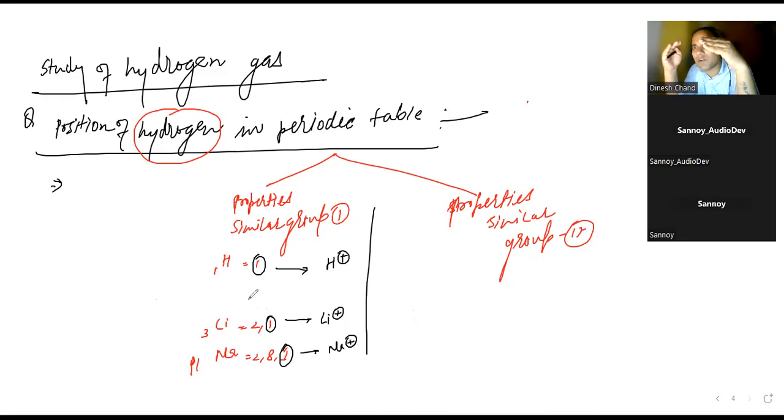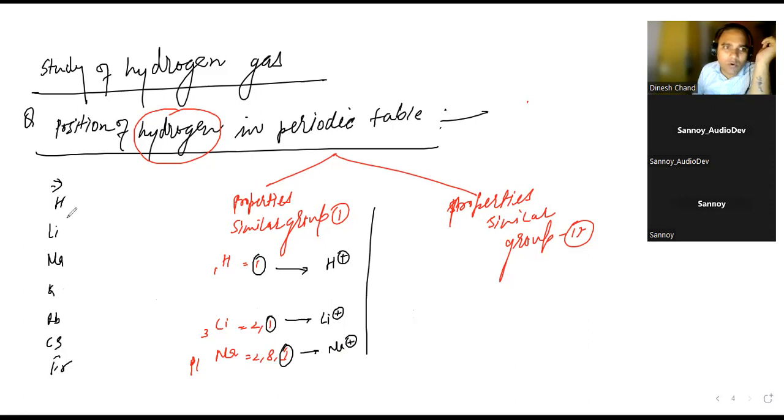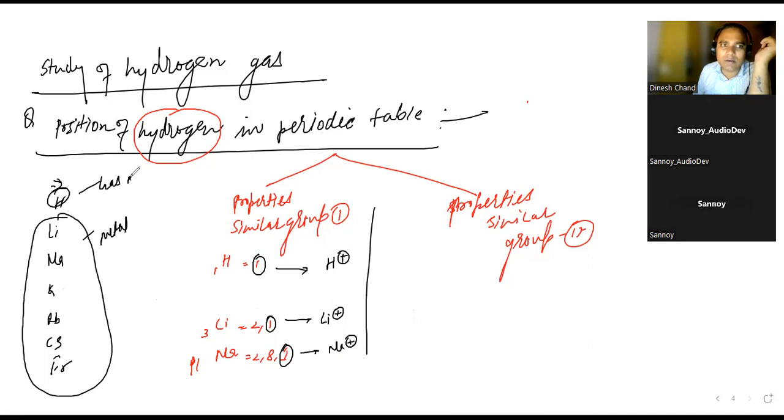Because the long form periodic table said that elements in the same group are similar in chemical and physical properties. But here, lithium, sodium, potassium, rubidium, cesium and francium are all metals. Hydrogen is a gas, a non-metal, the only non-metal in the first period. So how can you say the properties of the group elements are similar? That is one problem.